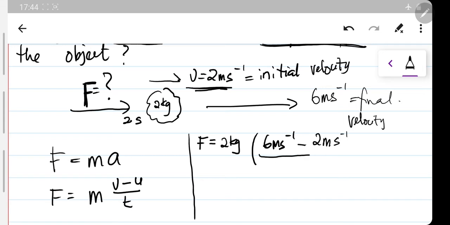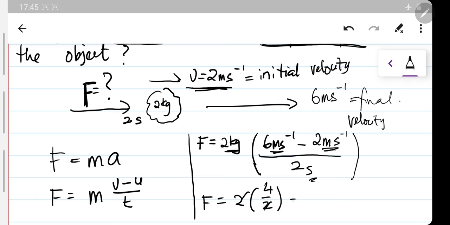How long is it being hit? 2 seconds. Okay. So, usually I will encourage students to look at the units given. If the units are all in SI units like this, meters per second, then there's no problem. So what we do, we solve that. 6 minus 2, 4 over 2. So obviously we get 4 Newtons.